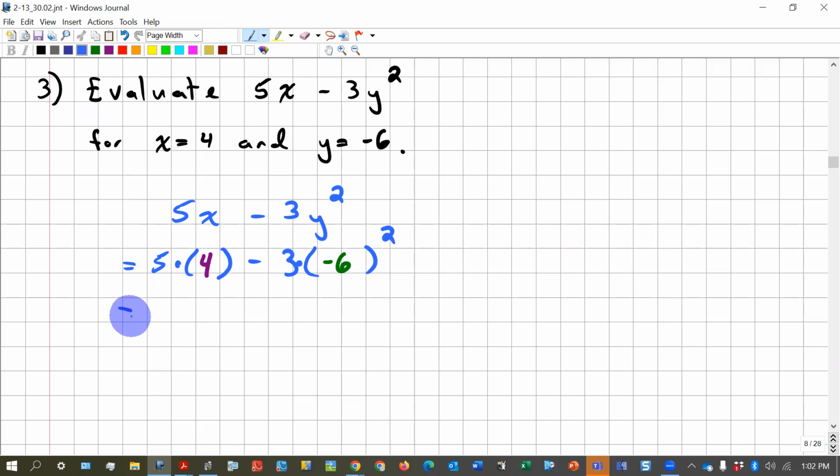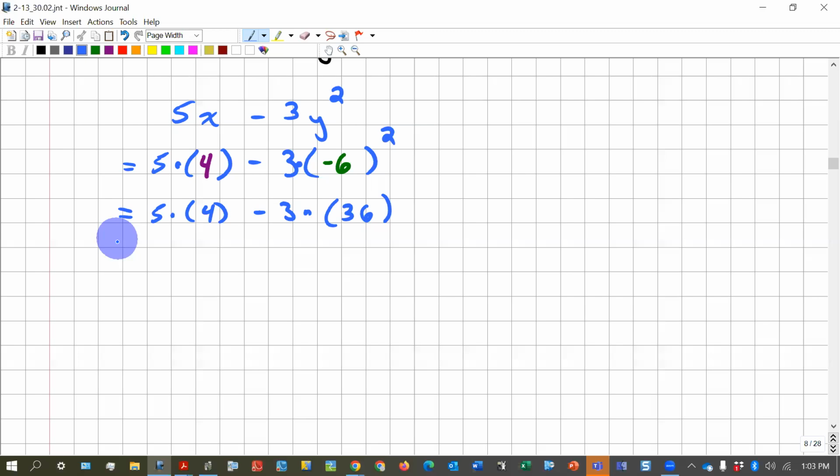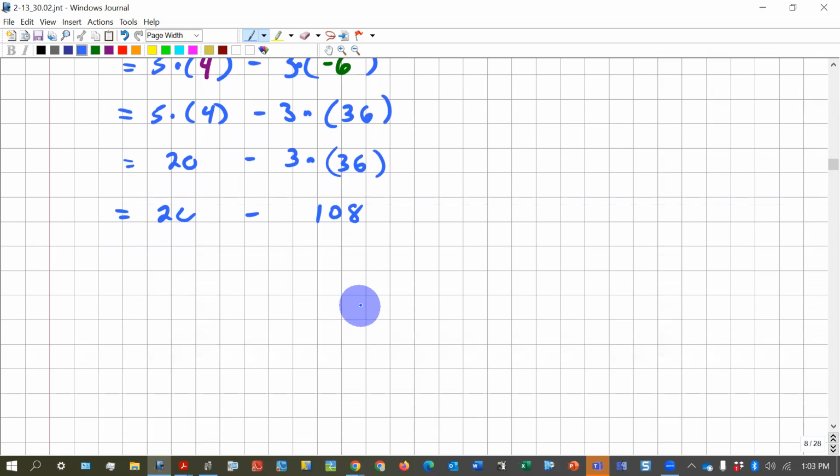It's like what you would do if two people got hurt on the same play. You need a substitute for each of them. Exponent first. A negative times a negative is a positive. Then multiply. Work left to right. And subtracting a positive is adding a negative.